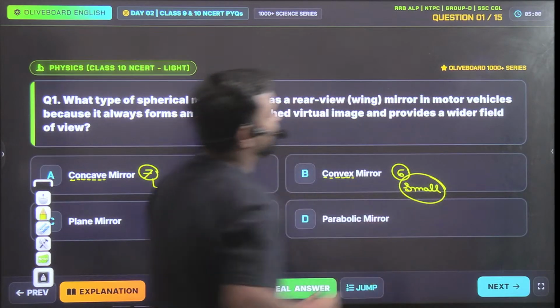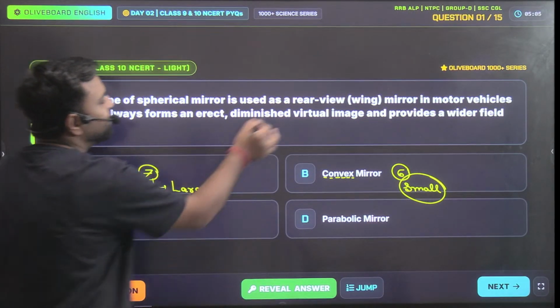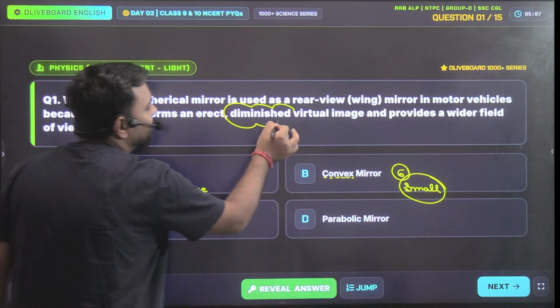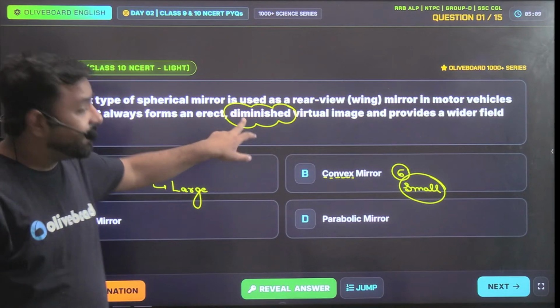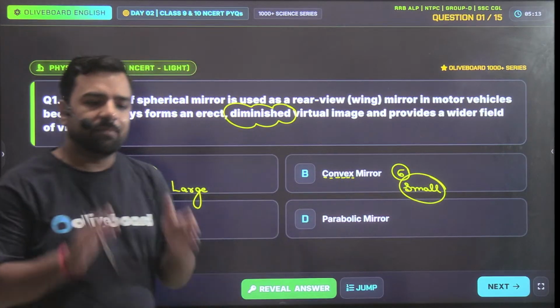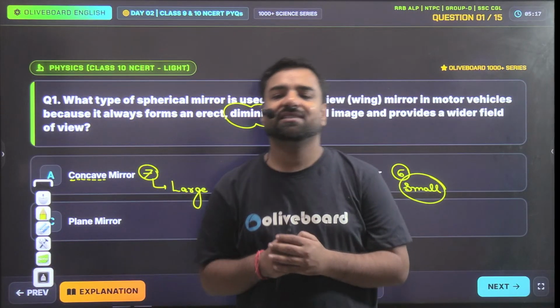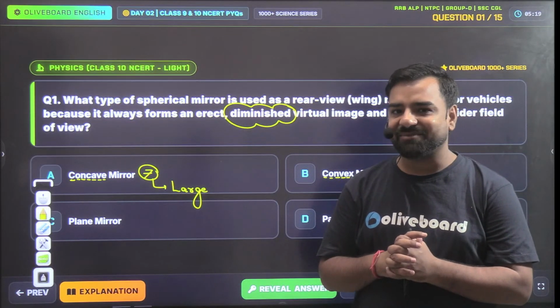Now it is asking about the mirror in motor vehicles, which always forms an erect, diminished, and virtual image. So always a diminished one. That is created by convex, and you can remember by this trick, by counting the number of letters, we can easily determine which particular image will be formed. So I guess this part is clear.